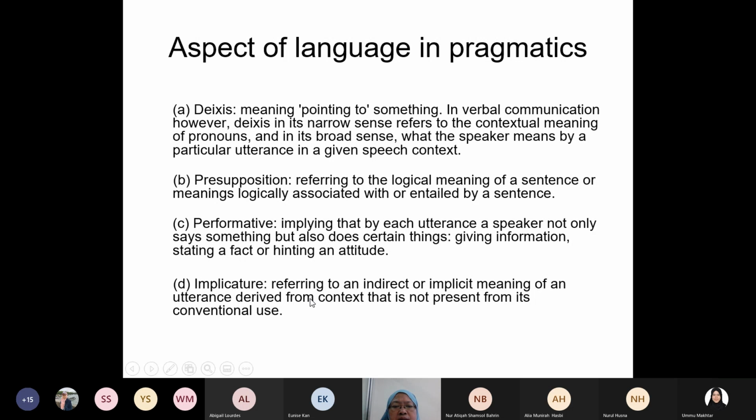Yeah. So we know that what we say minus, how do you say? What we say minus the background knowledge, and then we get the implicature. So it's not immediately present in the use of the language, but it is implied. It is implied.